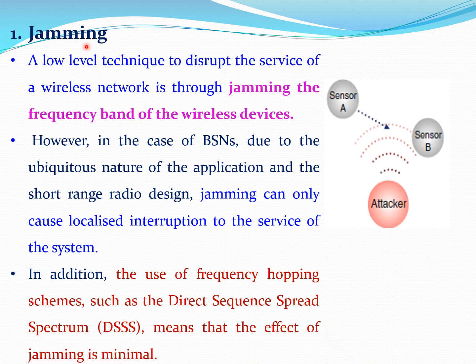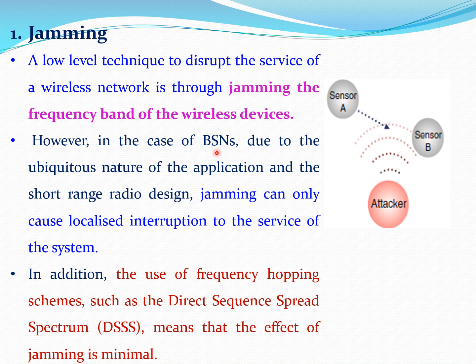The first bacterial attack is called jamming. Here you have a sensor node A and another sensor node B. Jamming is a low level technique to disrupt the service of a wireless network by jamming the frequency band of wireless devices. See here, there is an attacker. It jams the frequency bands of the wireless devices.